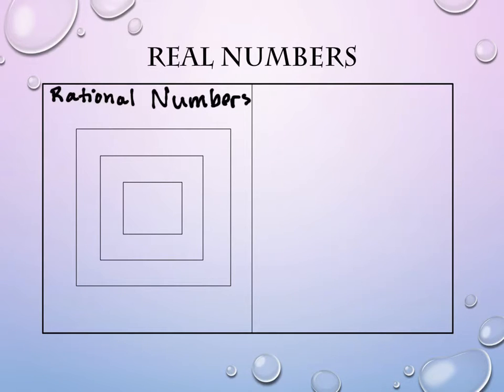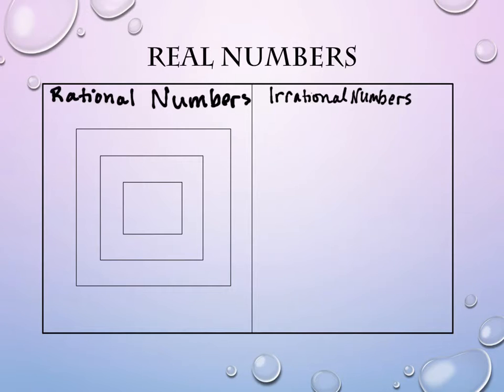That's a little bit thick of a pen. Let me make that a little bit thinner. The other side are our irrational numbers. Irrational numbers has one box, so I'm going to talk about it first.